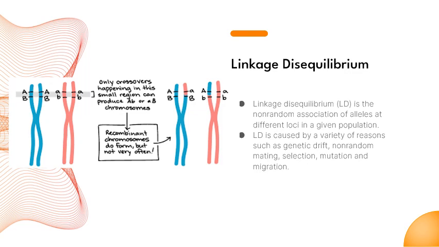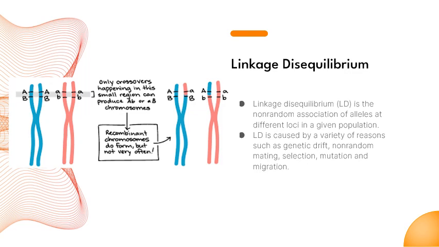Linkage disequilibrium, LD, is a non-random association of alleles at different loci. LD is caused by a variety of reasons such as genetic drift, non-random mating, selection, mutation, and migration. Understanding linkage disequilibrium can be important in the studies of human genetics and complex traits, as it can help identify genetic variants associated with disease.